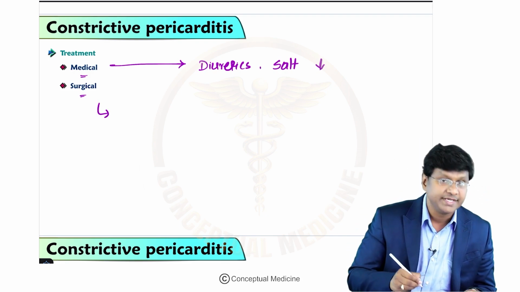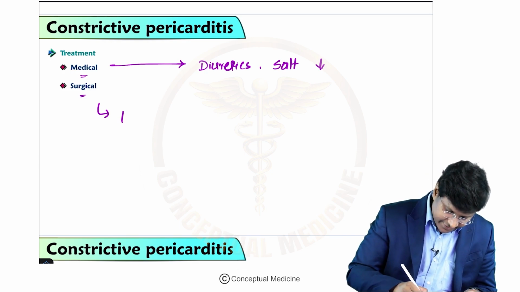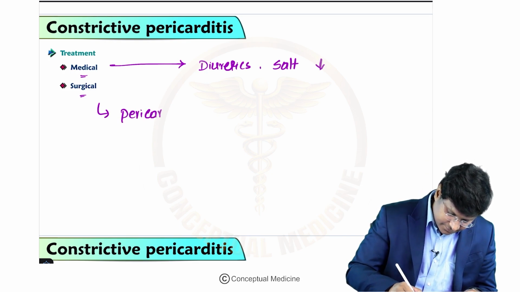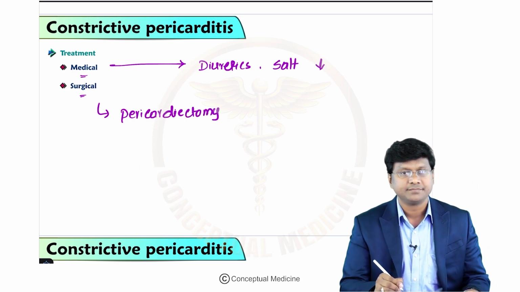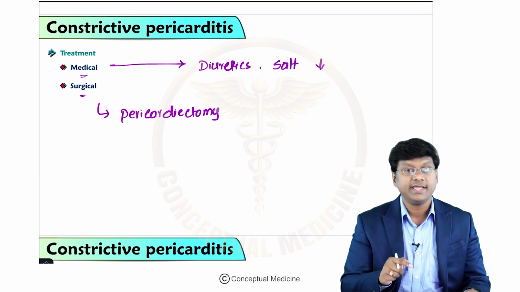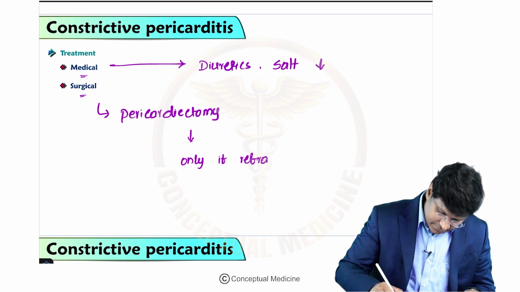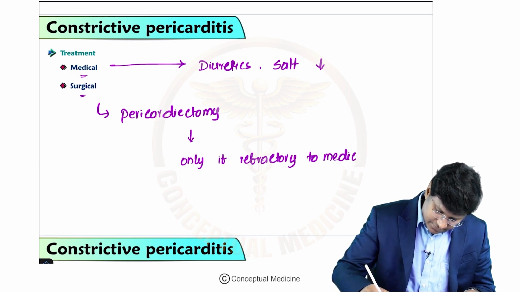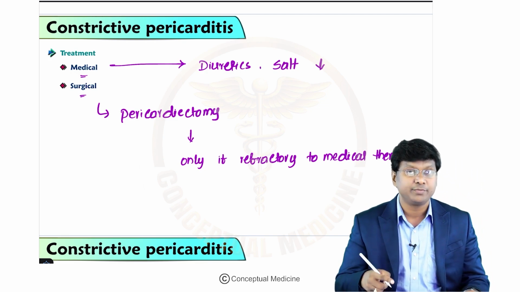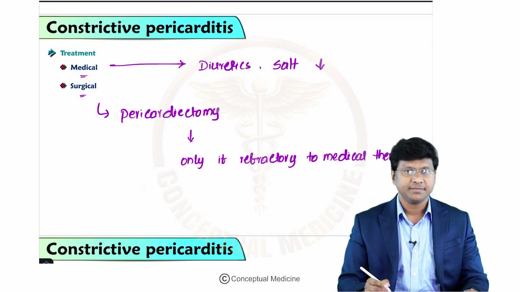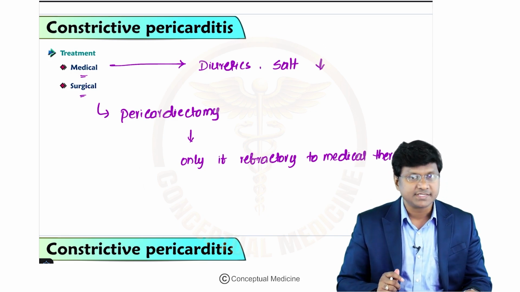So for which you need to give diuretics and you have to ensure that the fluid is completely drained out. And the next important thing is the salt restriction. And surgical treatment, if you see, pericardiectomy has to be done. This pericardiectomy is done only if refractory to medical therapy. So that is about the treatment of constrictive pericarditis.